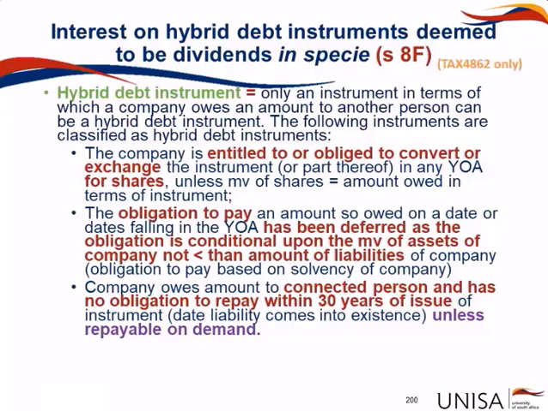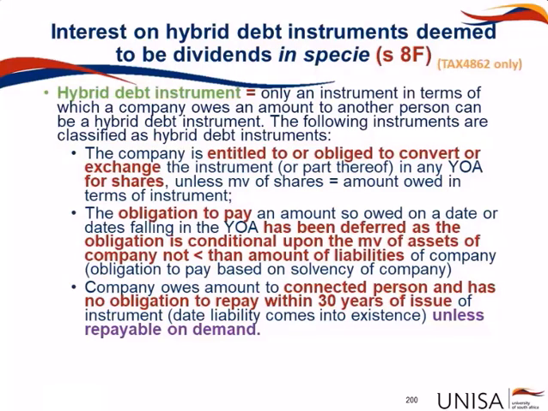Section 8F. Interest on hybrid debt instruments that are deemed to be a dividend in specie. So, we need to know what a hybrid debt instrument is, and if we classify something as a hybrid debt instrument for tax purposes, any interest will be deemed to be a dividend in specie and therefore will not be deductible in our taxable income. So a hybrid debt instrument is only an instrument in terms of which a company owes an amount to another person. So there has to be something that is owed.